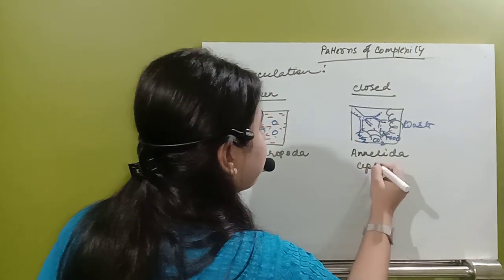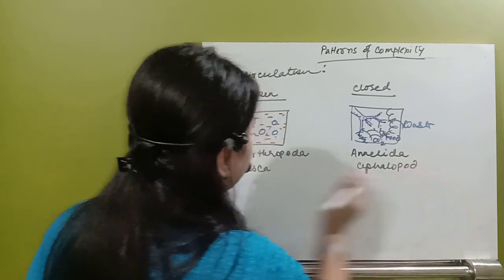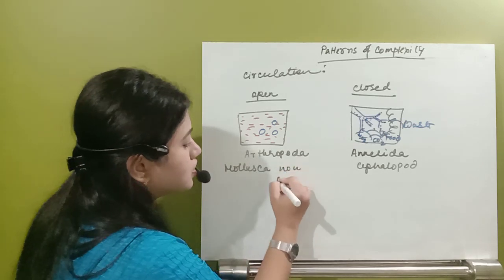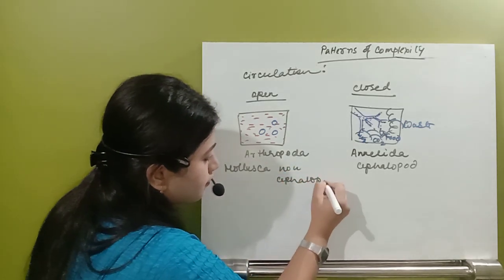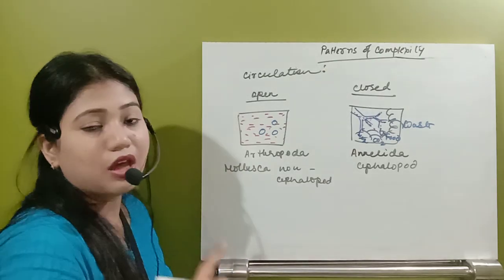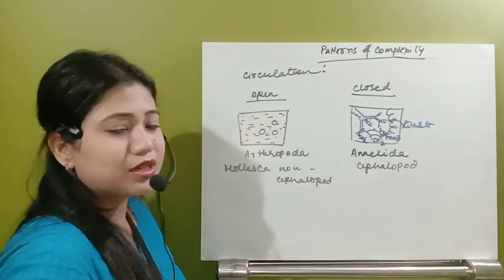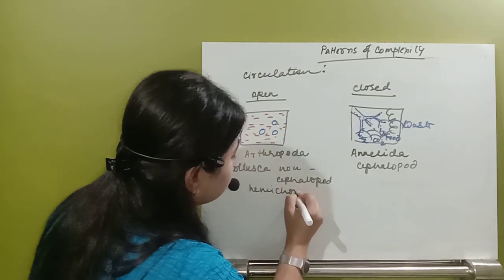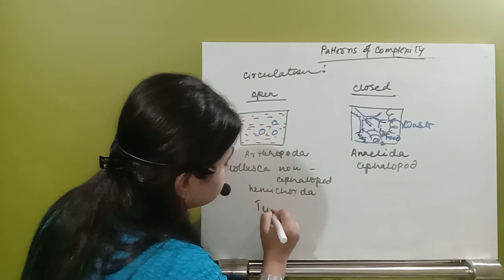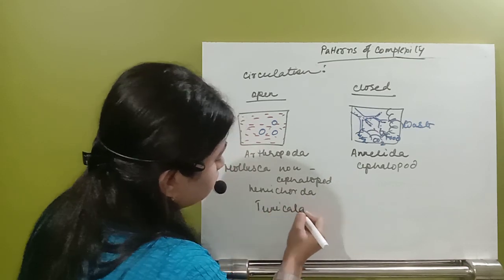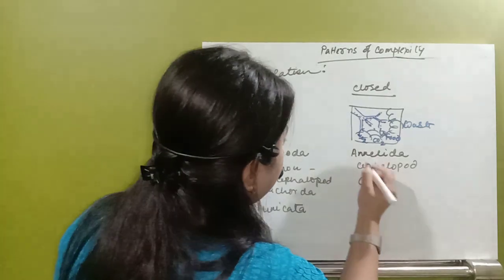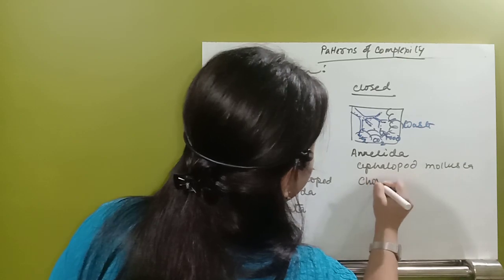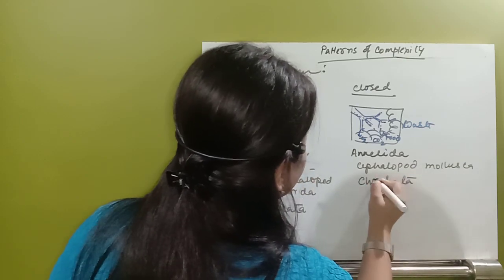Like in the case of Cephalopoda, cephalopod mollusca will have closed circulation, and non-cephalopod mollusca will have open circulation. Next, Echinodermata, they don't have circulation. Next one, in the case of Hemichordata, next one, Tunicata, that is Urochordata. Tunicata will have open circulation. Annelida, cephalopod mollusca, and the Chordata are going to have closed circulation.